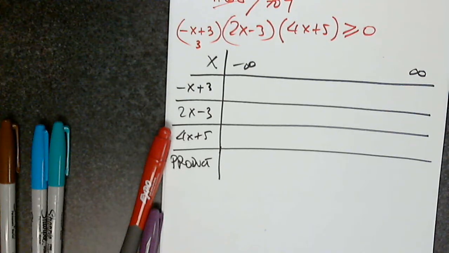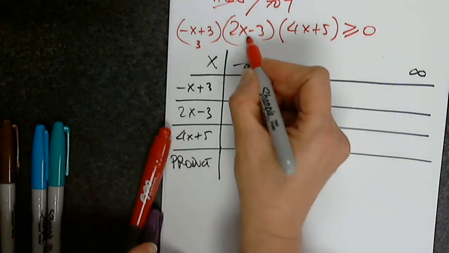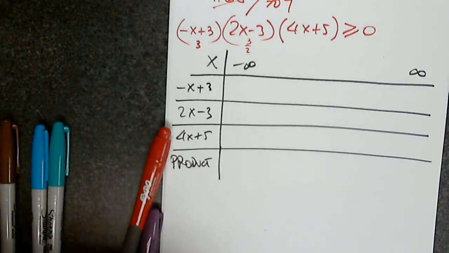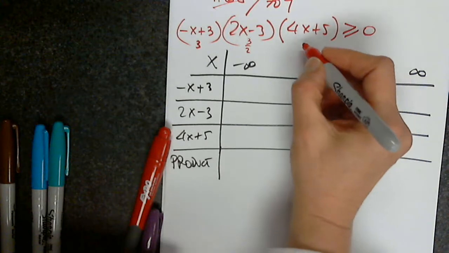Good. So 3 comes from the first one. What about the second one? From the second one is 3 halves. 3 halves. 2x minus 3 equals 0 means x equals 3 halves. And the last one?